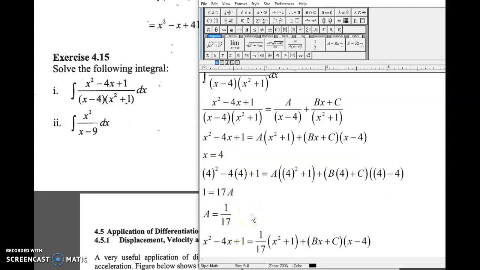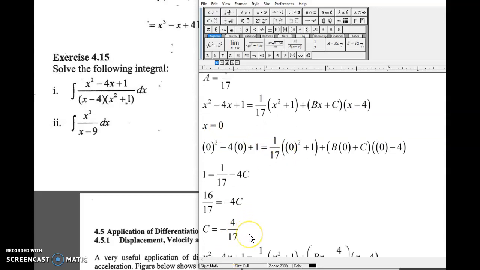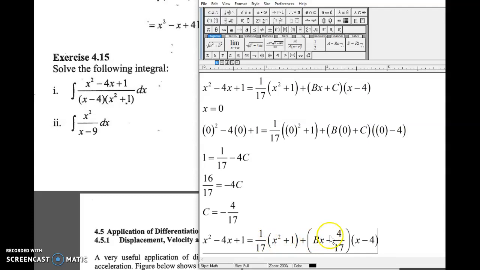So just write back the equation with 1 over 17 substituted in it. Now we have 2 unknown values. What will be the x that can be substituted so that 1 out of these 2 variables will be 0? Obviously, x equal to 0, right? When you substitute x equal to 0, B will be eliminated and you will get the value of C. Alright, so C is equal to negative 4 over 17. I have substituted 0 here. Now just write it down and substitute A and C.